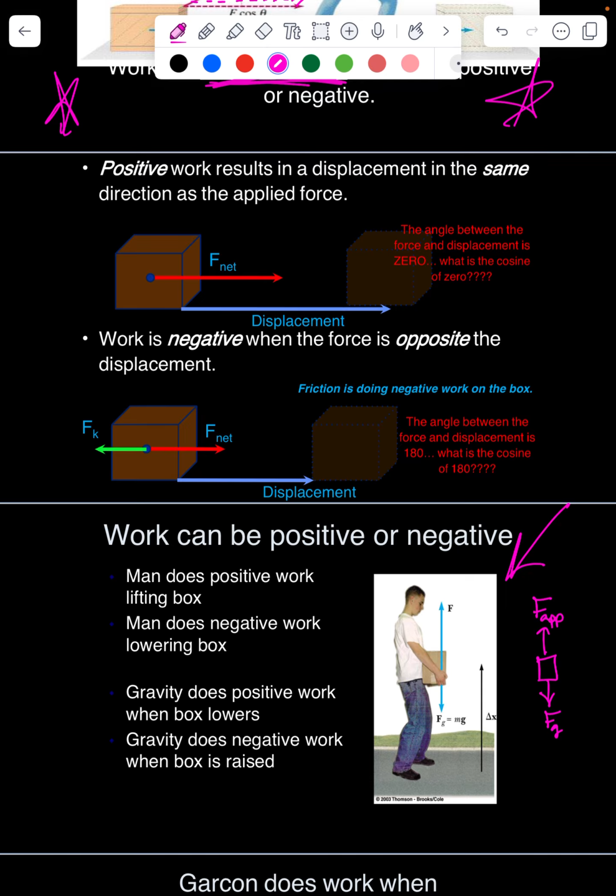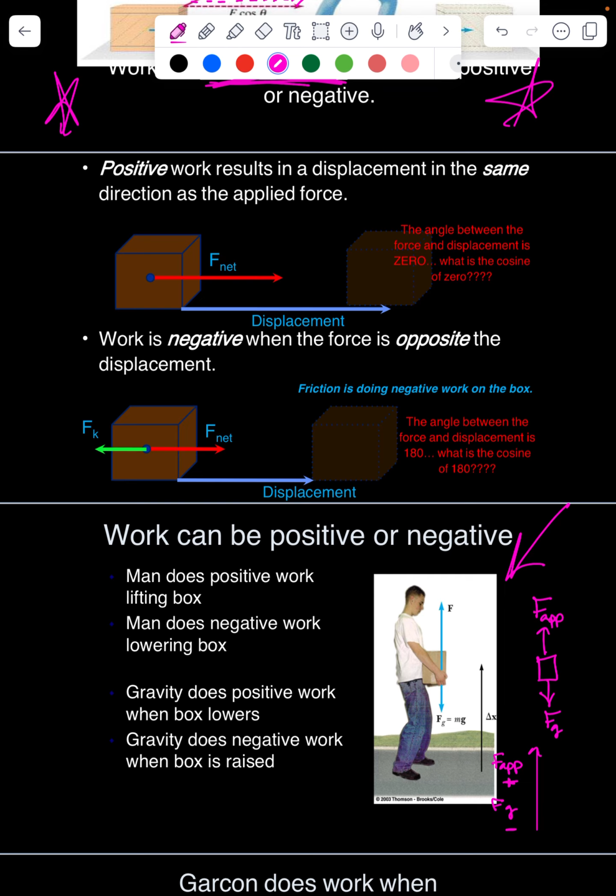Now, as you pull that box up, as that box goes up, the direction of the motion is up. So as you move that box up, your applied force is going in the same direction as the motion of the box. So your applied force is doing positive work. Well, gravity is still doing work on it, but because gravity is going in the opposite direction as the motion, then your force of gravity is doing negative work at that time.